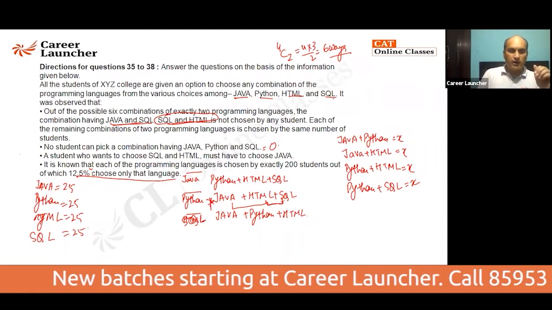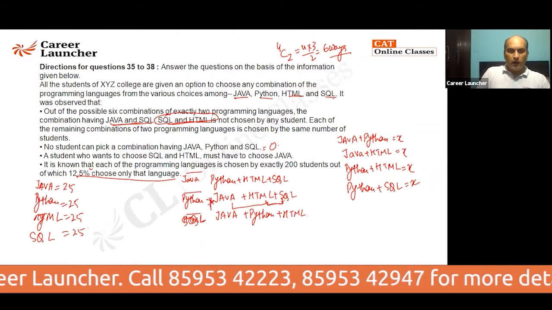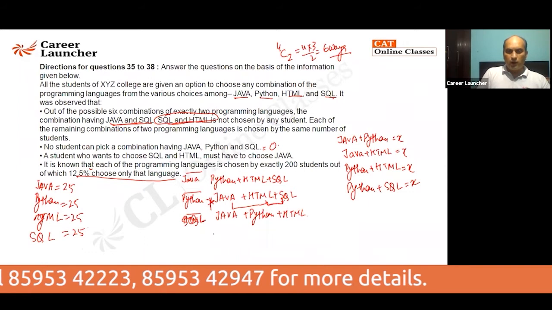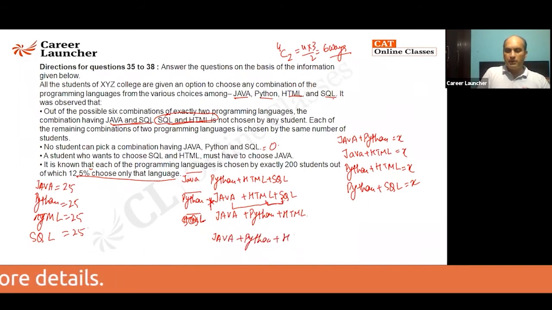Now it is given that no student picks up the combination of this one. And of course, I can also say that one combination is when you are choosing all the subjects, Java plus Python plus HTML plus SQL.